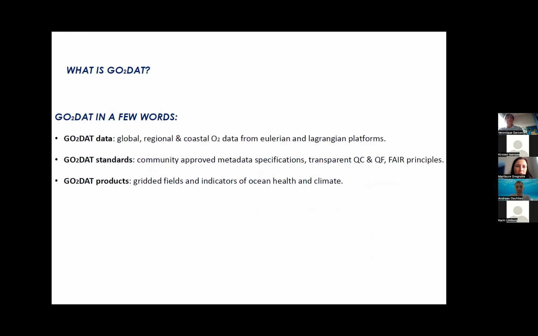So the first point that we will address is what exactly this global ocean oxygen database and atlas is. If you want to summarize in a few words what we had in mind, GO2NE has to contain data from the global, regional, and coastal ocean from Eulerian and Lagrangian platforms. We would also like to agree on a common standard, which would be community-approved metadata specification and transparent quality flagging and quality check procedure, and also to be aligned with the FAIR principles. The products that we would like to produce are gridded fields and indicators to address ocean health and climate change.